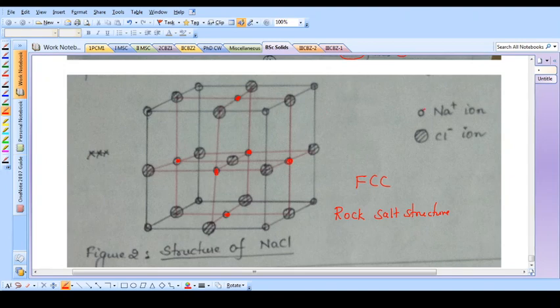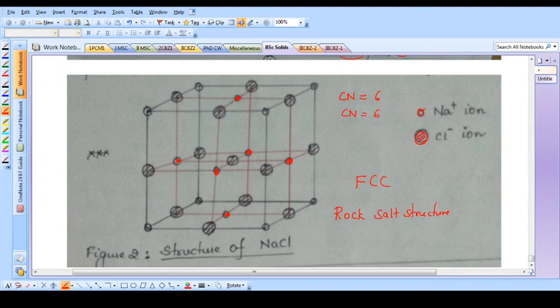Sodium ions are shown by small circles, whereas chloride ions are shown by larger circles. This is because size of chloride is greater than size of sodium ion, and the coordination number, that is the number of ions of one type surrounding the other ions in the crystal lattice, which is called as coordination number, for chloride is 6. Coordination number for sodium is also equal to 6.